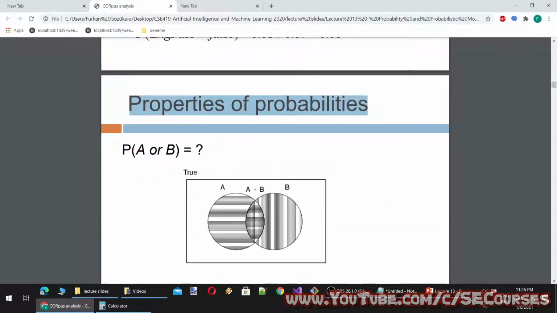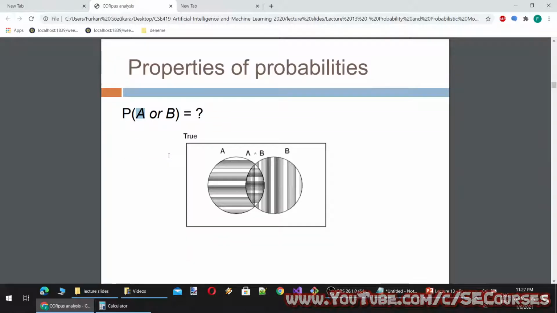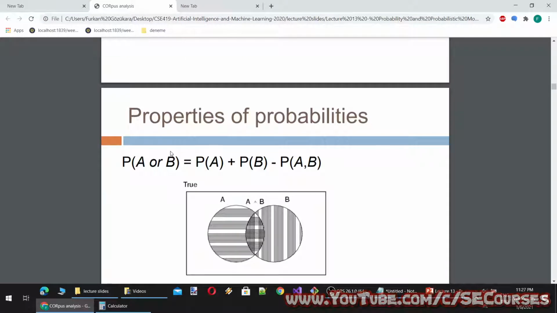And then properties of probabilities. So P(A or B). What is A or B? Okay, so P(A or B) equals P(A) plus P(B) subtracting P(A and B). So therefore it is this area. Here, follow my mouse cursor. Here and here. Okay, so we subtract their intersection from the entire space.